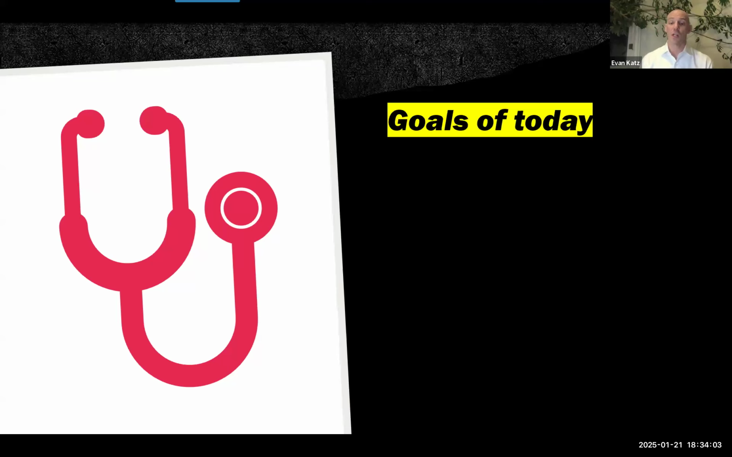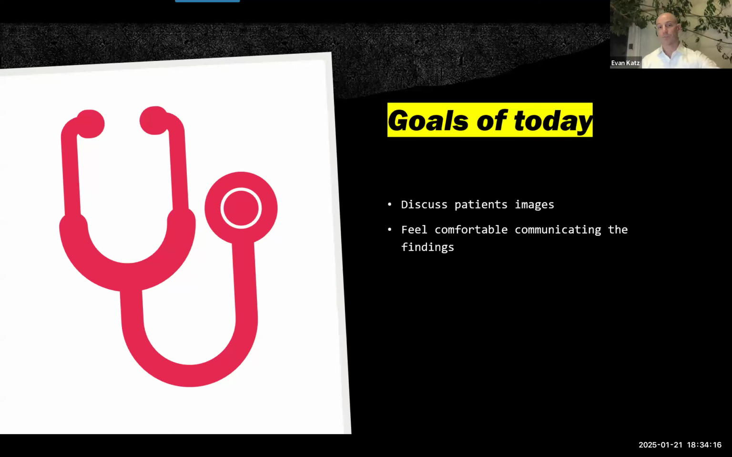So what are some of the goals of today? Well, one, let's discuss some of these patient images. I want you to feel comfortable communicating what they mean, because let's be honest, if you got to this point, you already sold them. They're in your office, right? I don't know how you sold them. Maybe it was a referral. Maybe they found some coupon or something. But they're in your office. So now, why are they there? They have a problem and they want to know what this problem means. Does it correlate to my findings? And is there evidence that actually suggests that these findings do correlate to my symptoms, and how can you help?